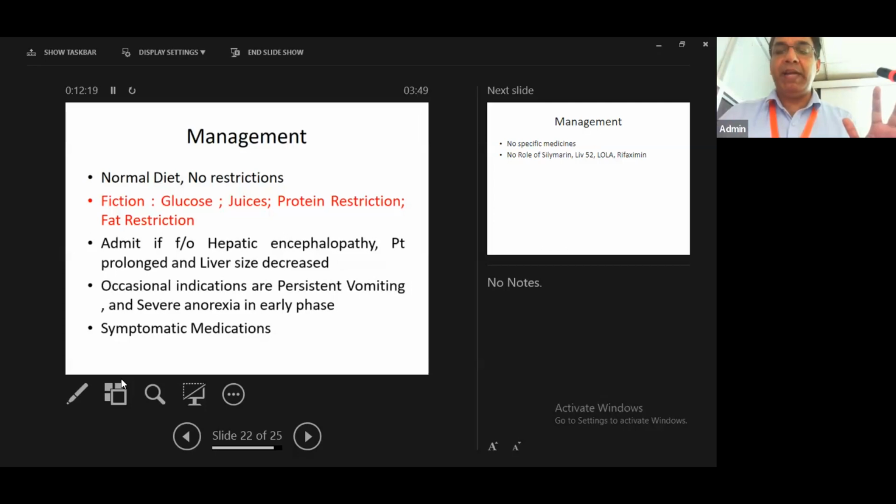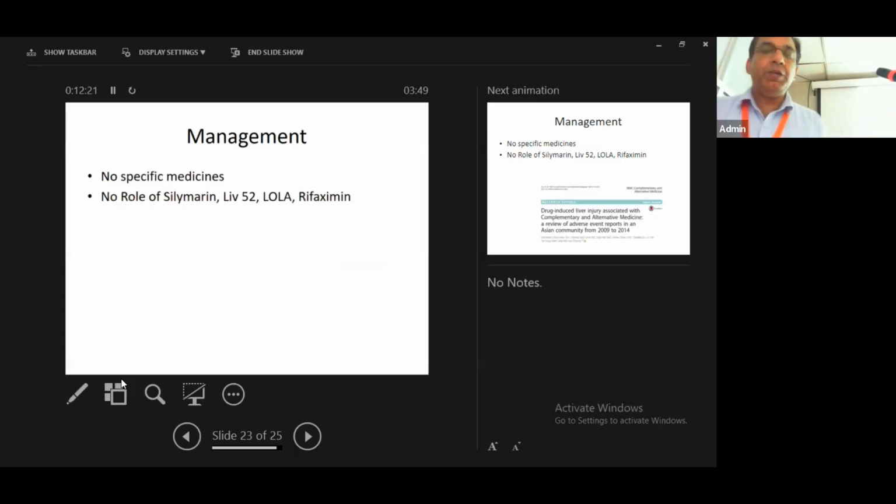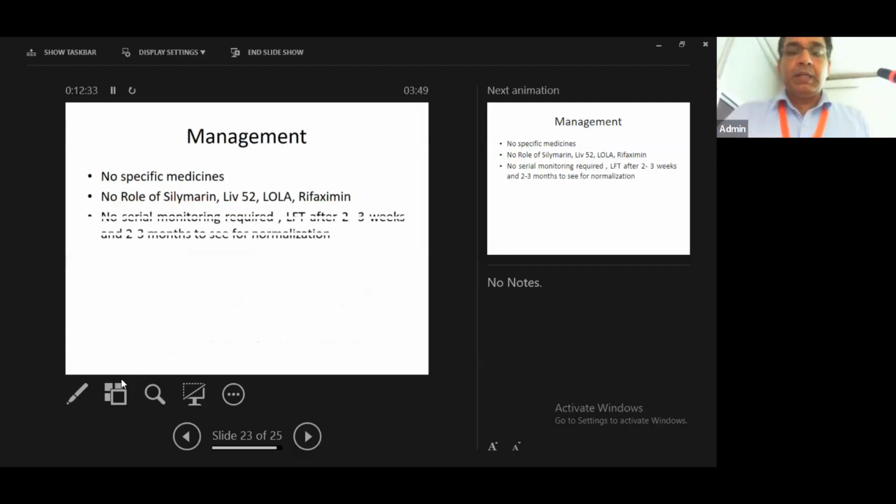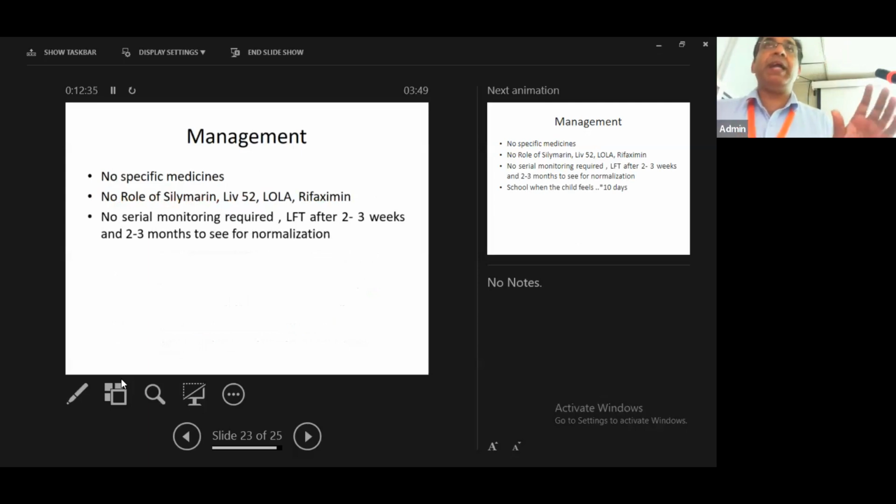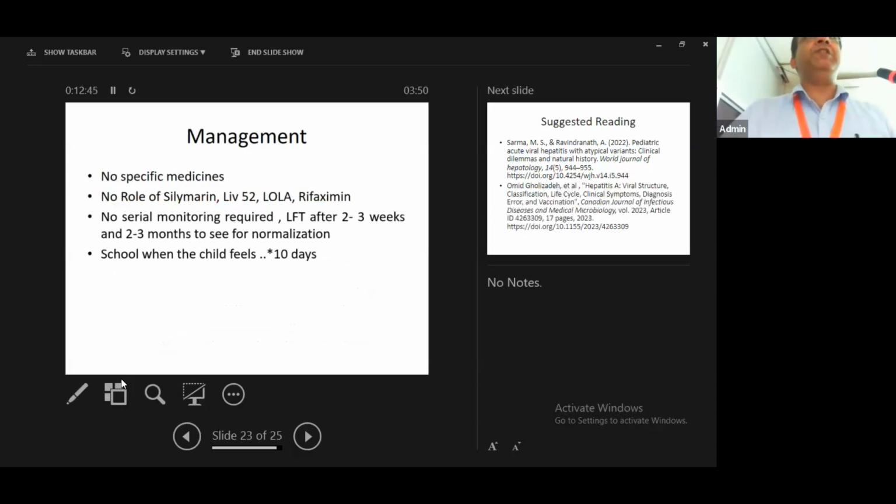Only symptomatic medications are required. No specific medicine is there for hepatitis A. There is no role of any drugs to be used in a routine case of acute viral hepatitis. No serial monitoring is required. LFT can be done safely after 2 to 3 weeks and after 2 to 3 months to see whether there is normalization of LFT. School, when the child feels up to it.